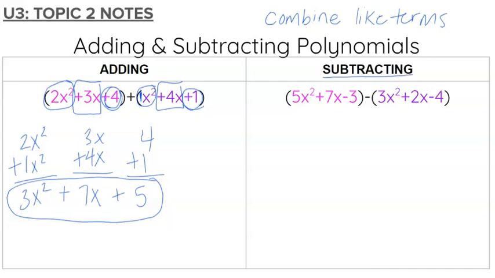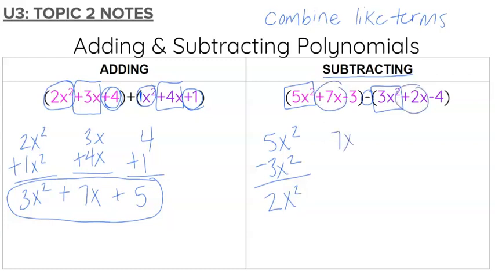Subtracting is very similar, except the operation is going to be subtraction. So please make sure you pay attention to if you're adding or subtracting those coefficients. For the first one, we have 5x squared, and we look for the other x squared, which is 3x squared. So we do 5x squared minus 3x squared. 5 take away 3 is 2, and the x squared stays. We move on to that x term. We have 7x and then 2x. And again, we are subtracting because it's subtraction in the middle. 7 take away 2 is 5x. And it's a positive 5, so I'm going to put plus.